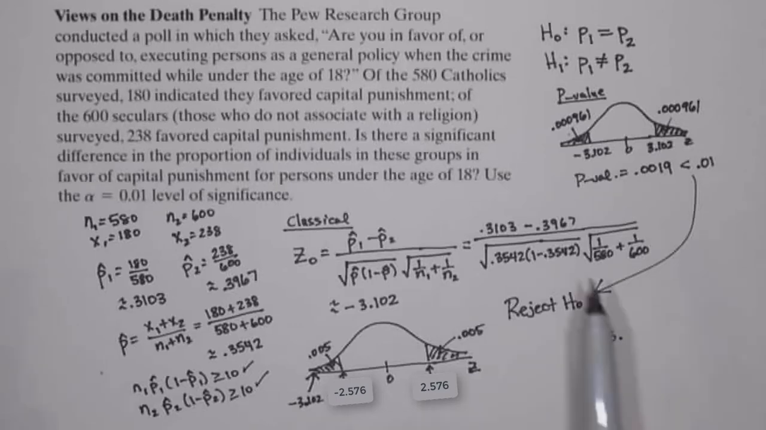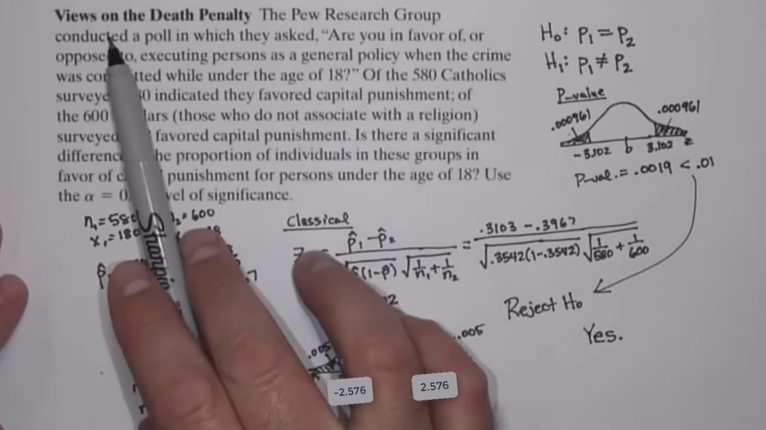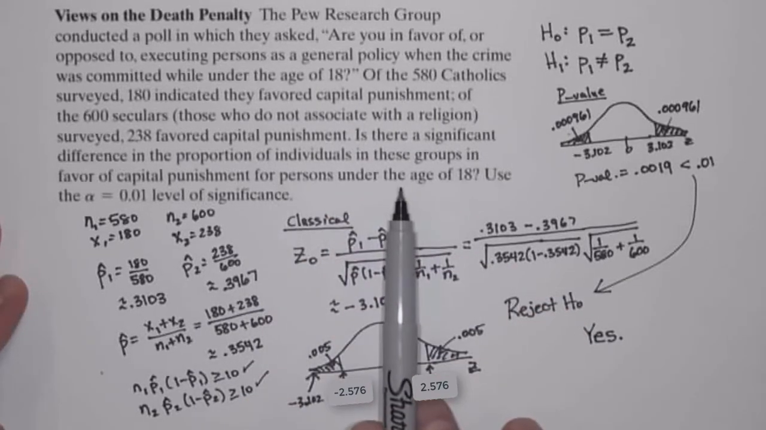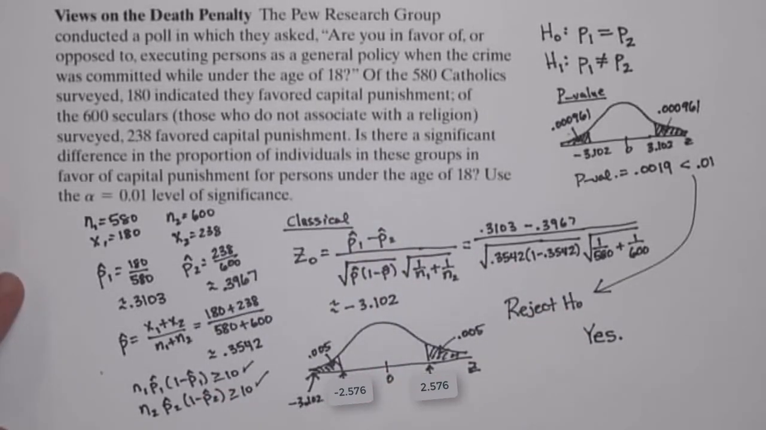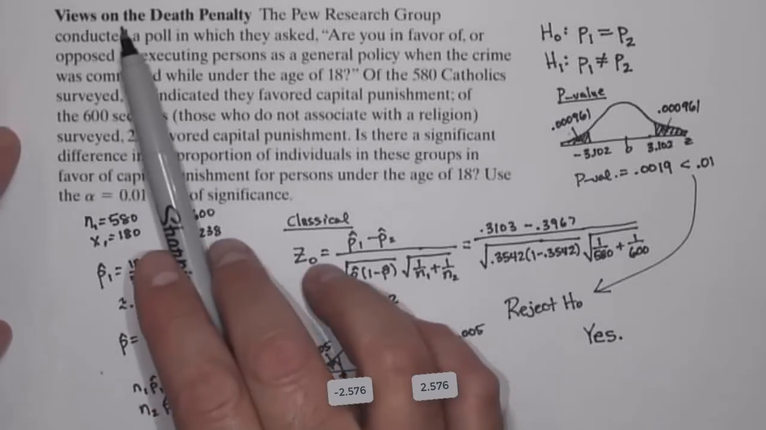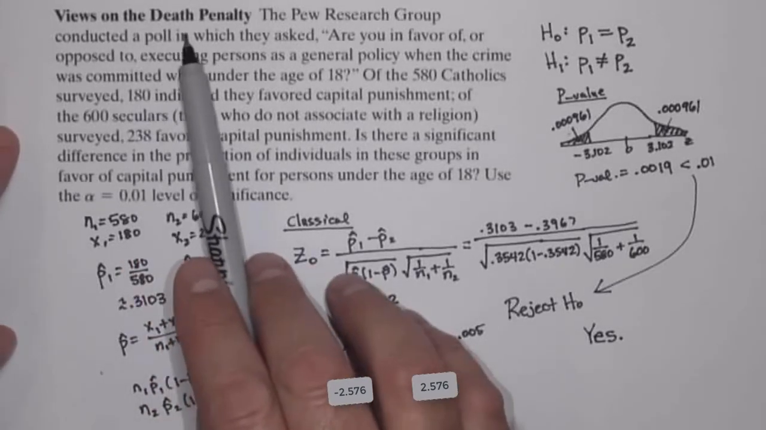So in this video, we want to revisit the problem that we did in the previous video, but I want to show you how we can do these problems directly, both on the TI-84 graphing calculator and in StatCrunch. So our problem was about the views on death penalty.